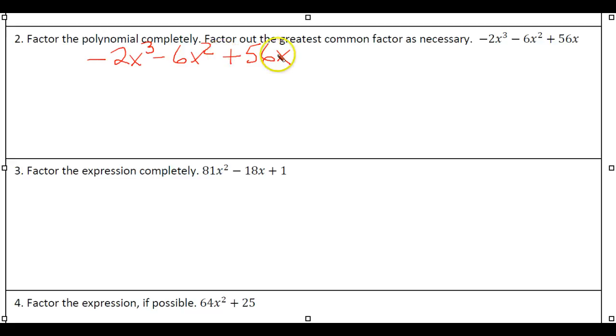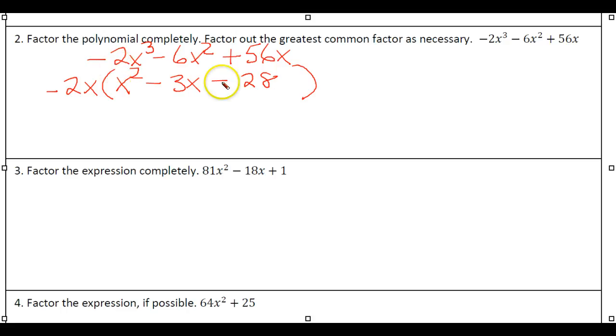So as we look at this, is it in standard form? Yes. Is there a common factor we can take out of every term? And in this case, there is. We're going to take out a negative 2x out of every term. Now, what does that do? Well, it reverses all our signs. This now becomes positive, this will become negative, and this will become negative 28.